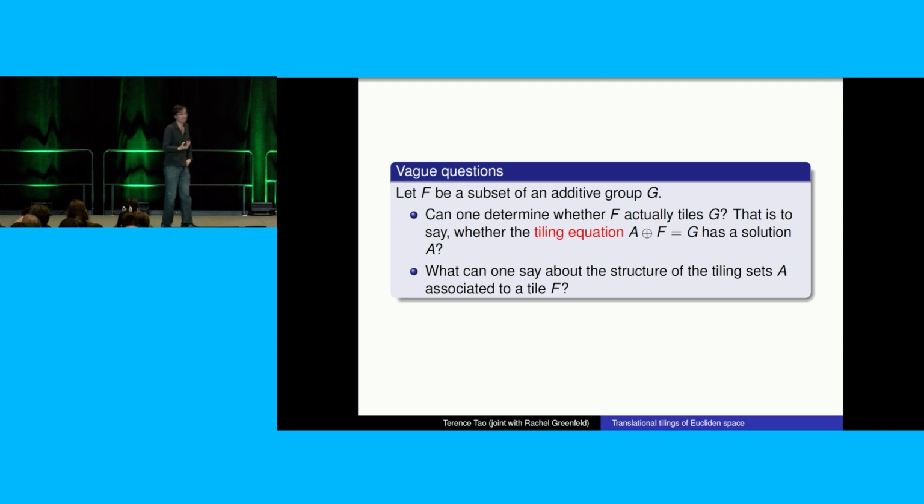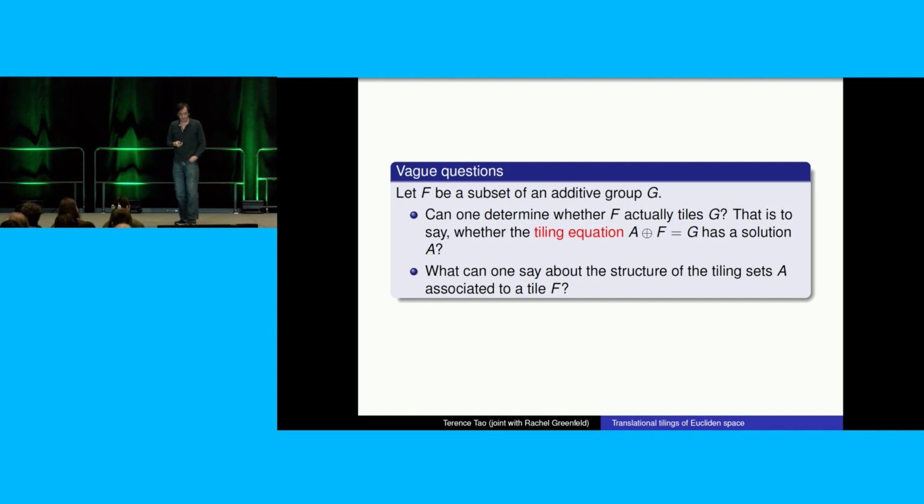Is there an easy test? Is it even a decidable question? Can you get a computer algorithm to test whether F tiles? And then if it is a tile, what can you say about what other possible tilings there are, what is the space of possible tilings? Is there some structure to those? So these are basic questions.